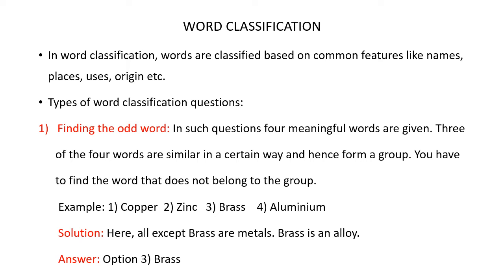For example, you're given four words here: copper, zinc, brass, and aluminium. Here, three of the words are similar in a certain way and hence form a group. You have to find the word that does not belong to the group. Now, when you look at these four words, you will see that all these words excepting brass are metals. Copper, zinc, and aluminium are metals, whereas brass is an alloy. So, brass is the odd word here. So the correct answer is option 3, brass.